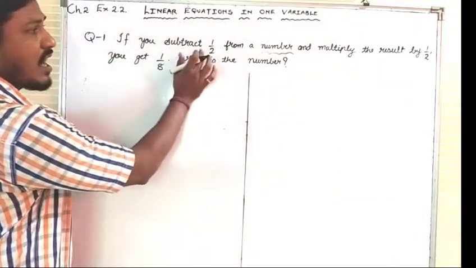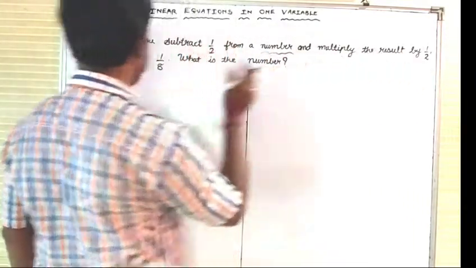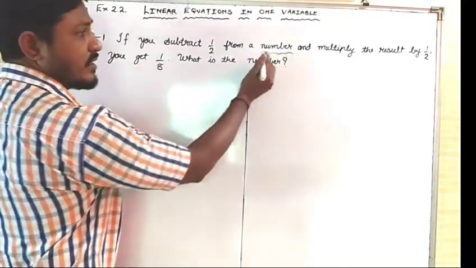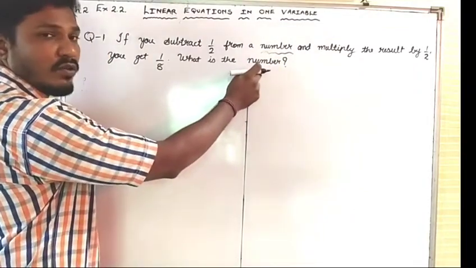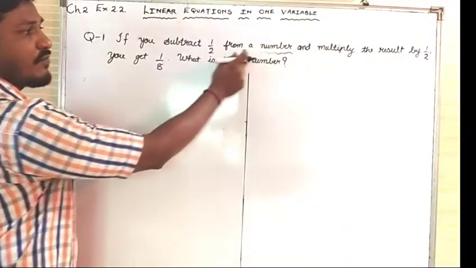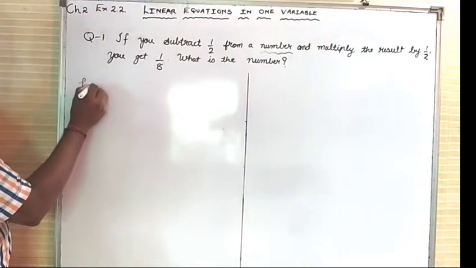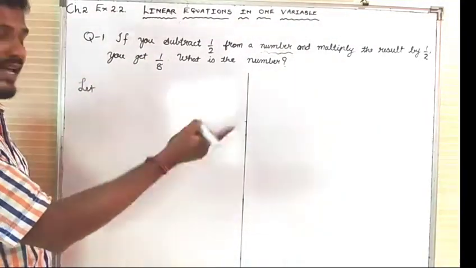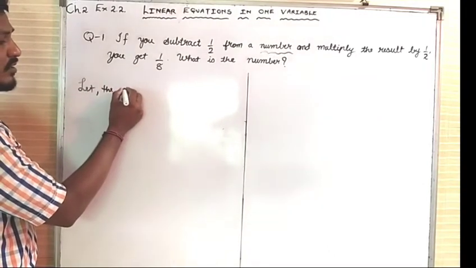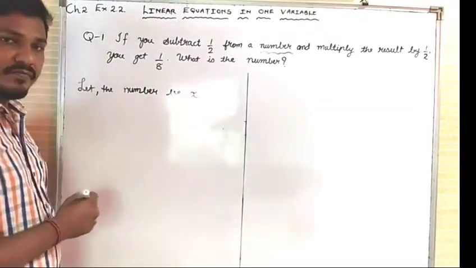If you subtract half from a number and multiply the result by half, we get 1 by 8. What is the number? This number is our unknown quantity. So we don't know what the number is. Let us denote the unknown number as x. Let the number be x.